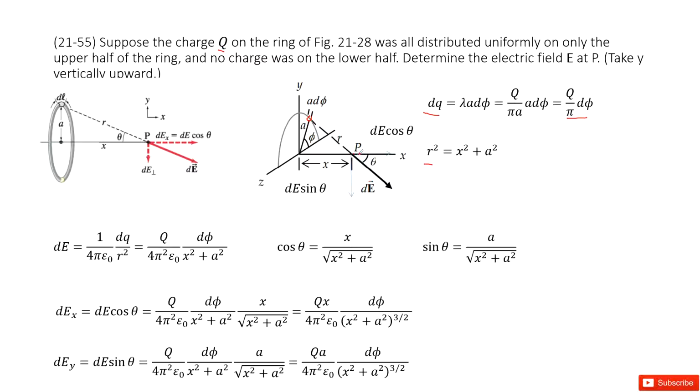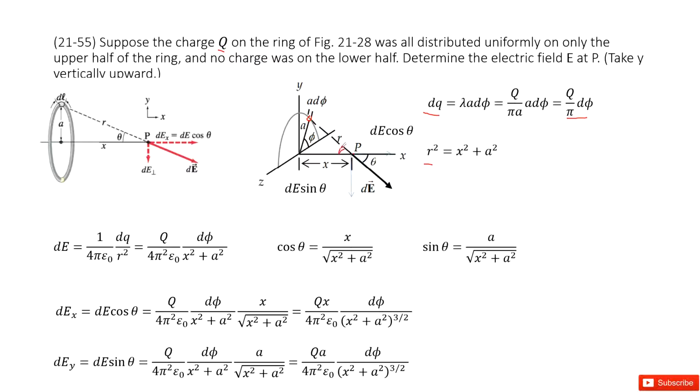The next part, you can see dE is a vector. We can project it into x component and y component. Do you agree? Yes. So we use dE cosθ as the projection on the x component, and in the y direction we have dE sinθ. This is the magnitude, right? Yes. So next step, we need to write down sinθ and cosθ.